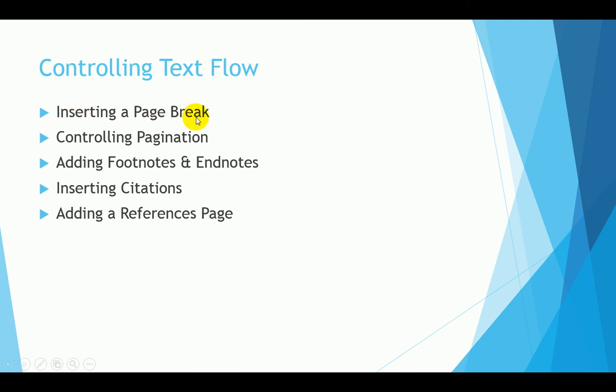In this lesson, we showed you how to insert a page break into our document. We controlled pagination using keep with next. We also talked a little bit about footnotes and endnotes. We discussed citations, which is basically inserting new books or new magazines or new websites, other reference materials that we want to include. And then we talked about adding a reference page and the three different options that were available for those reference pages.